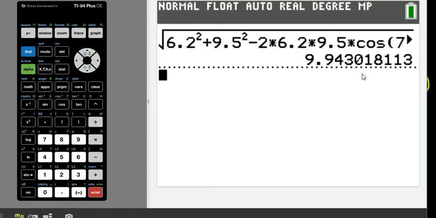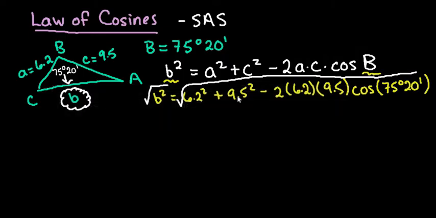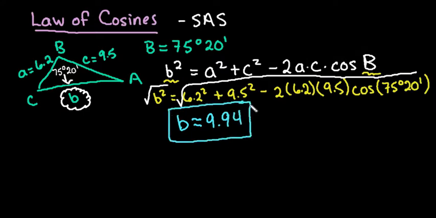All right, so when we solve this, we end up with 9.94. So b is approximately 9.94. This is the longest side, so that means that it is going to be the largest angle.